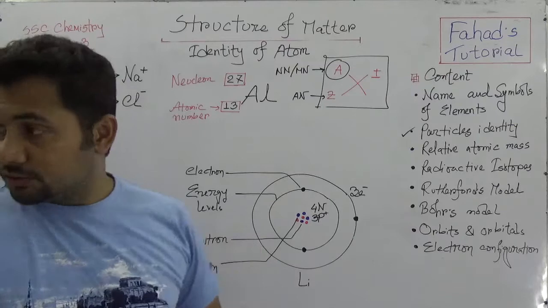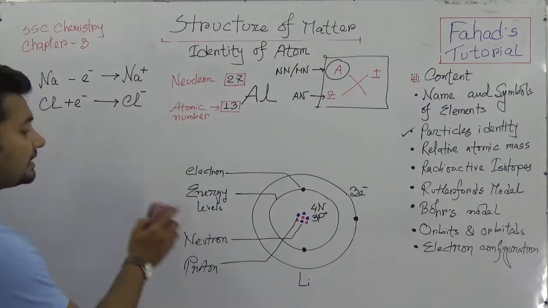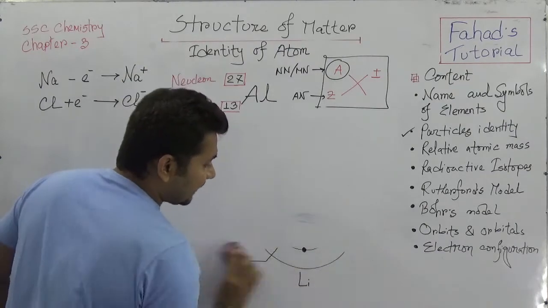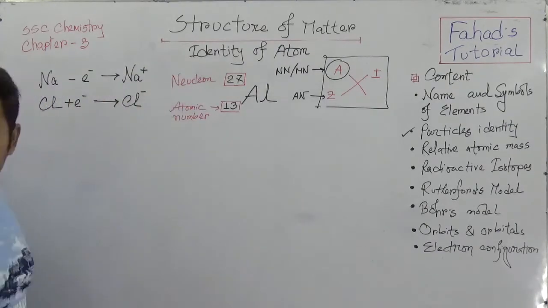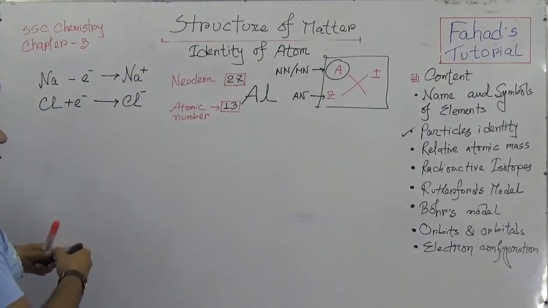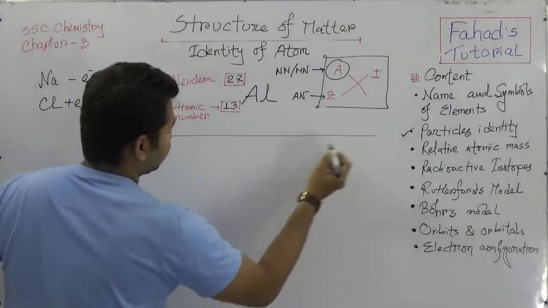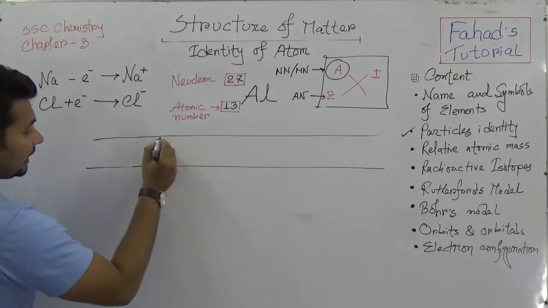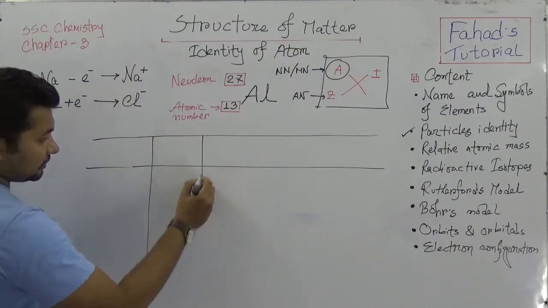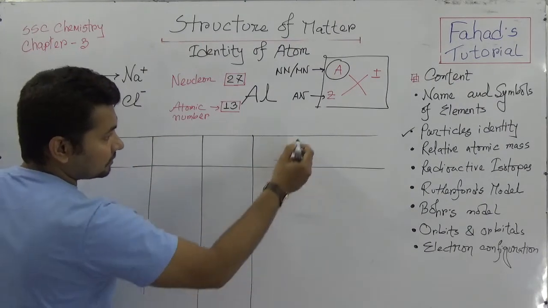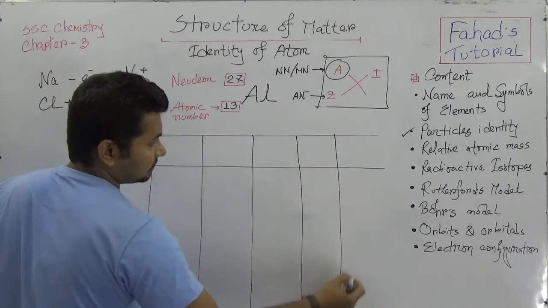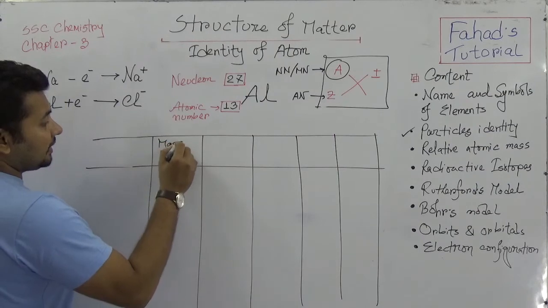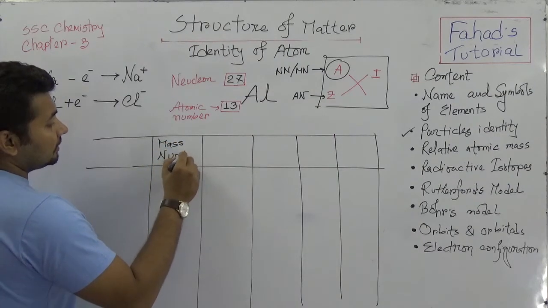If we go through this, then we can have an idea of how many protons and electrons are in the atom. Suppose we draw a chart. Based on that, we can have some identity, like this 1, 2 and 3. So we can say this is the mass number, or the nucleon number.